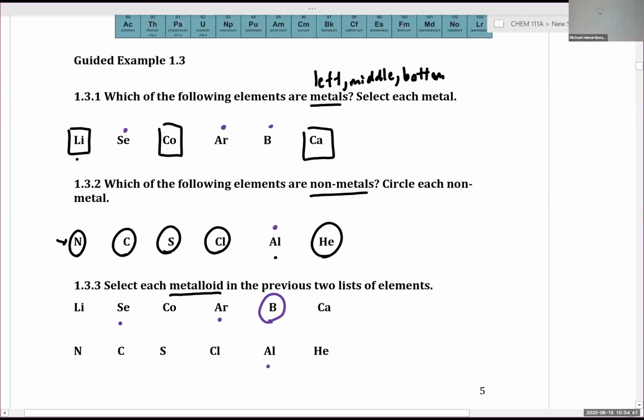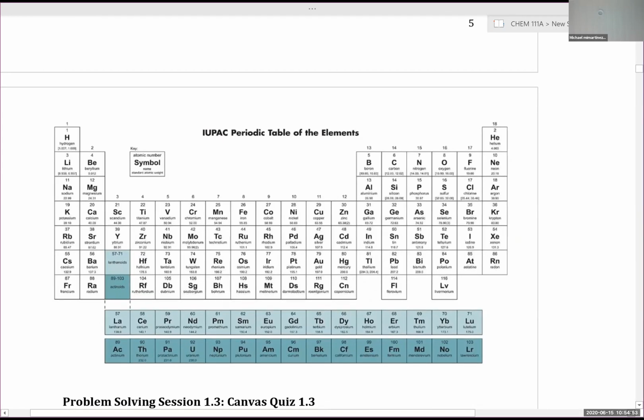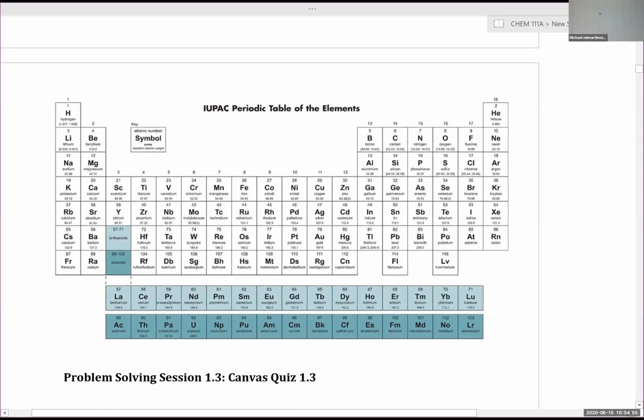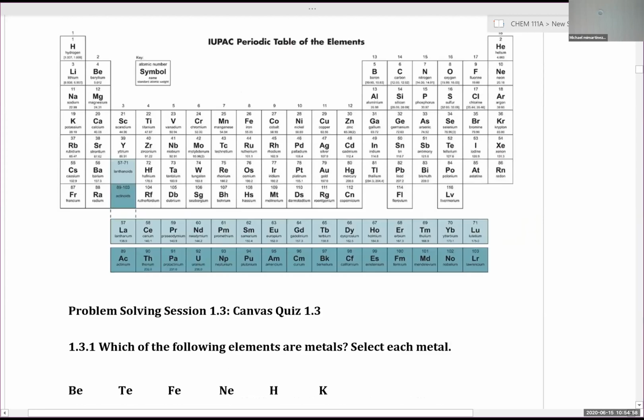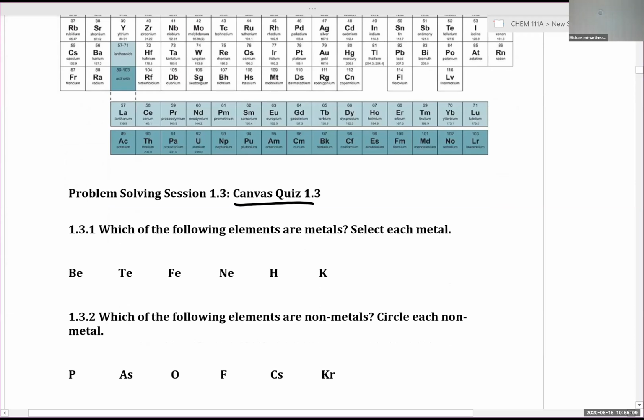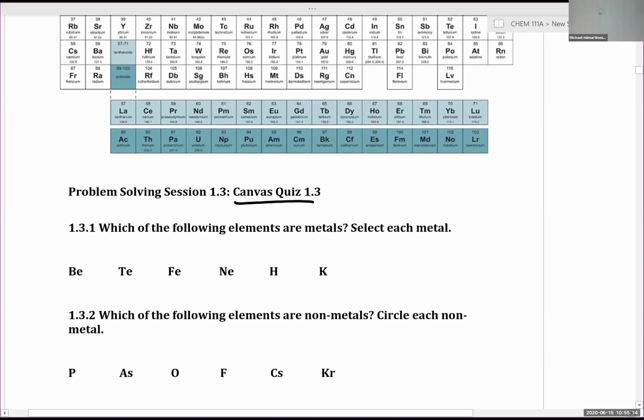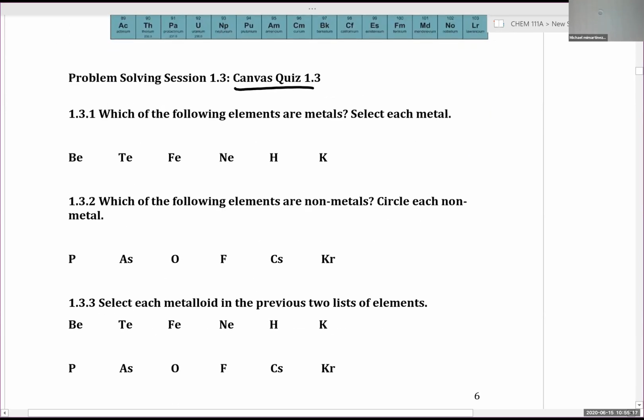Now I'm going to ask everyone to take a few minutes and tackle the following problem-solving session. You're more than welcome to submit your responses using Canvas Quiz 1.3. You're not required to immediately submit your responses, but I will be monitoring your responses to get a sense of how everyone's doing in the class. Let's take a few minutes and work on these three problems. In the first one, you identify the metals. Second one, you identify the non-metals. And the third problem, you identify the metalloids.